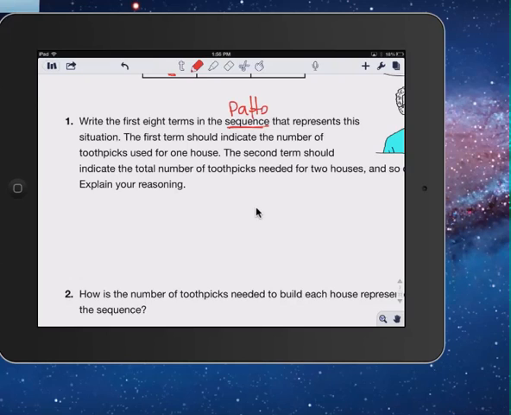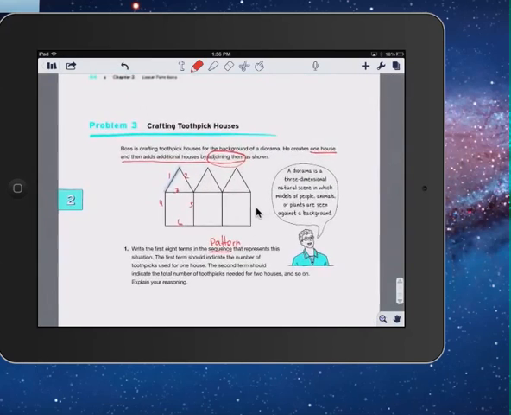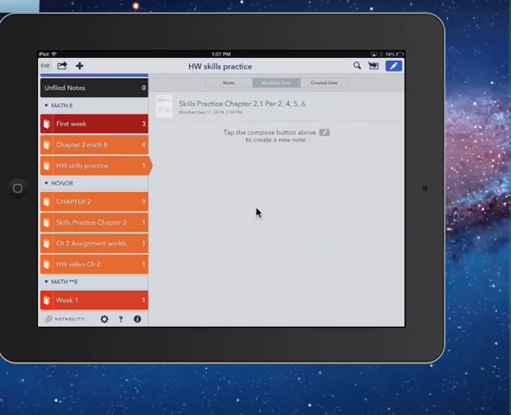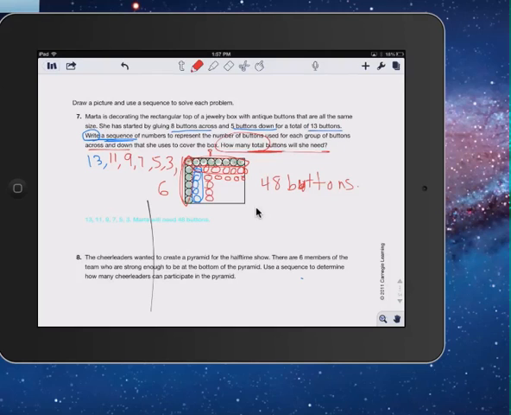Very good. See the word sequence? It means what? Pattern. The word sequence means pattern. How many patterns? What word tells you how many they want? On your homework from last night, they wanted this sequence to have 7 terms.